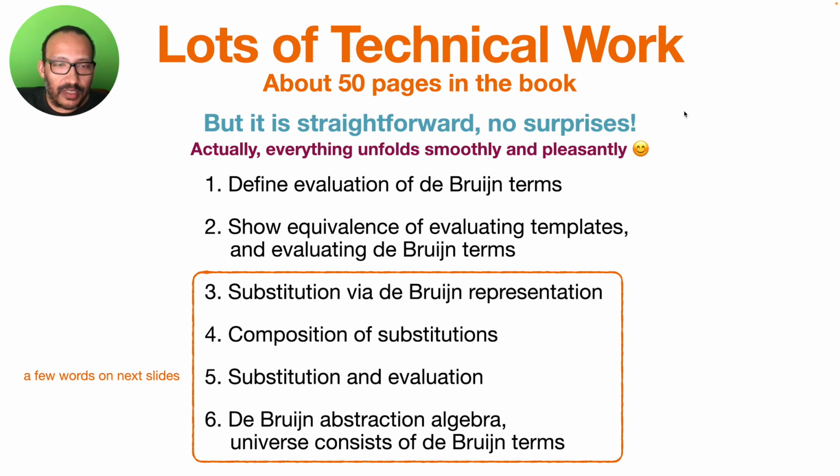So what does this technical work consist of? Well, now that we have De Bruijn terms, we need to define also what does it mean to evaluate De Bruijn terms. Then we can show that if we evaluate a template, we could just as well convert it to a De Bruijn term and then evaluate the De Bruijn term. That's the same, and that's what we would expect, of course. And then we can define substitution on De Bruijn terms and on the De Bruijn representation in general.